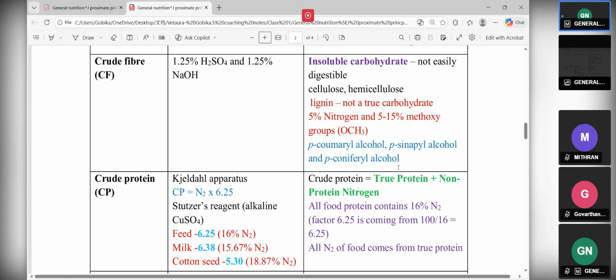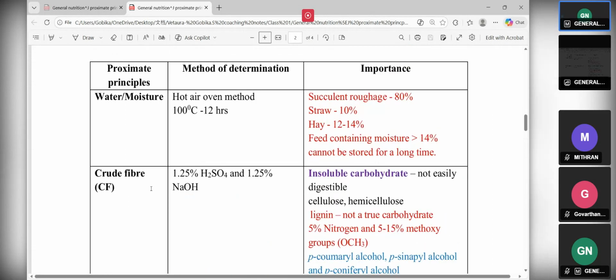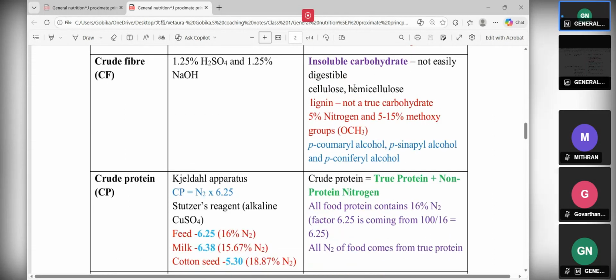These three alcohols will be asked in multiple choice questions or in assertion and reason pattern. It was also previously asked in some competitive exams. So in this crude fiber component, you should remember that it is an insoluble carbohydrate composed of cellulose and hemicellulose, and also lignin, but lignin is not a true carbohydrate. Then in its composition, there are three alcohol forms of lignin.